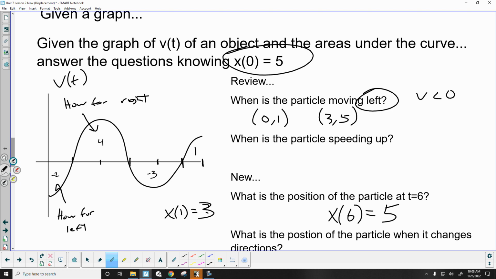We don't have to take antiderivatives. You have all the information you need, but now you have to be able to interpret it. This is new. Okay?